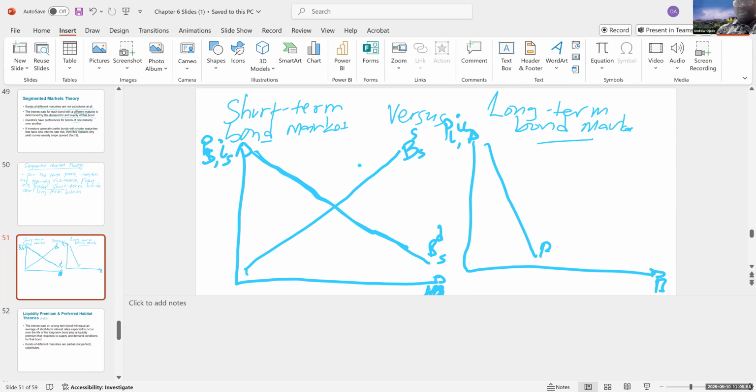So this is going to be the demand curve for long-term bonds, okay? So what does that mean? If we embed a corresponding supply for long-term bonds, this market is going to reach equilibrium where the supply equals the demand. At this point, this is going to be the equilibrium, the price of a long-term bond with the interest rate on the long-term bond.